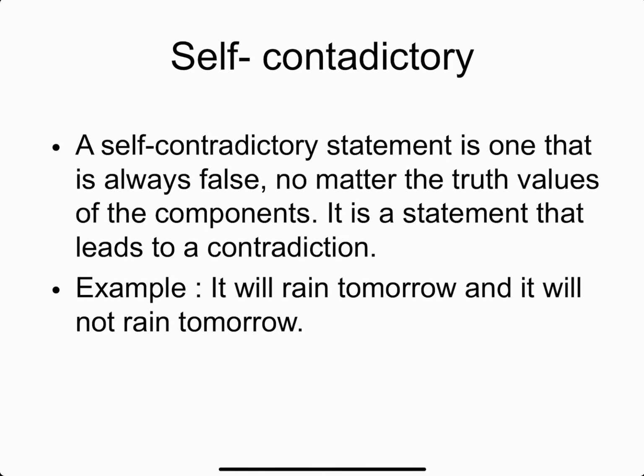Now let's move to the next one. We have self-contradictory. A self-contradictory statement is one that will always be false no matter the truth value of its components. It is a statement that leads to a contradiction. Now if we take this example, it will rain tomorrow and it will not rain, so it is in the form of P dot negation of P. So this will always be false. So this is a case of self-contradictory.